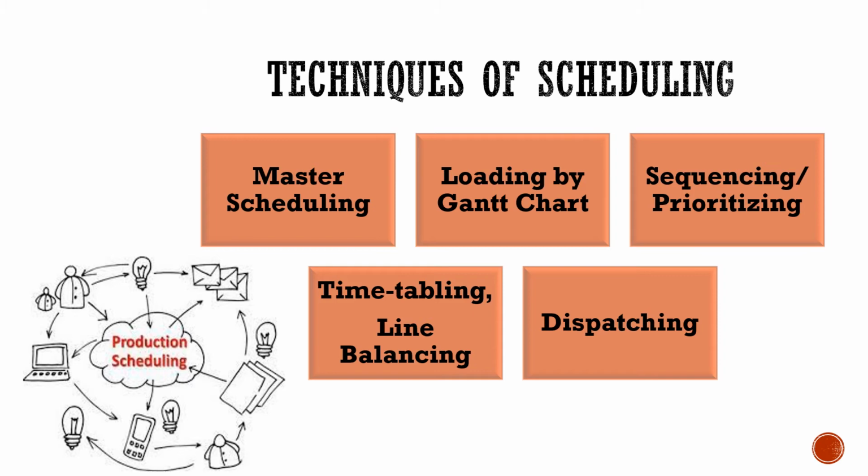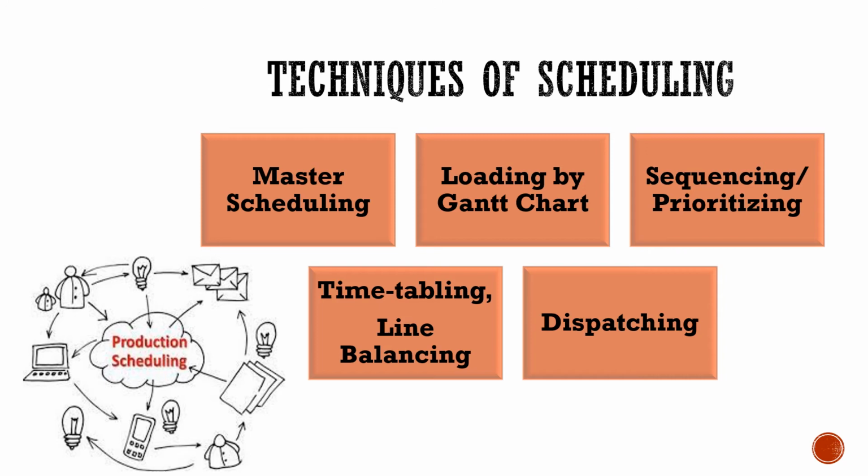Means here the deadlines are very important, the dates on which we have to give the delivery. On the basis of that, machines and labor are checked: are they available or not? Then within that period, we have to complete the production as per the schedule accordingly. So this is called master scheduling.